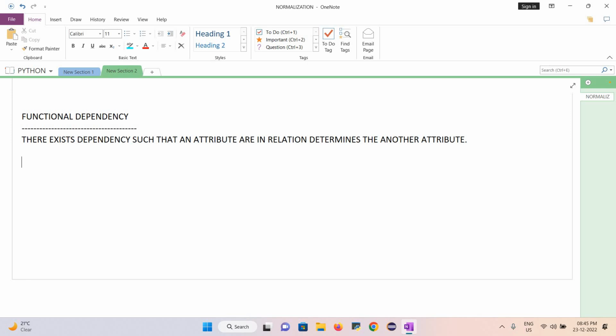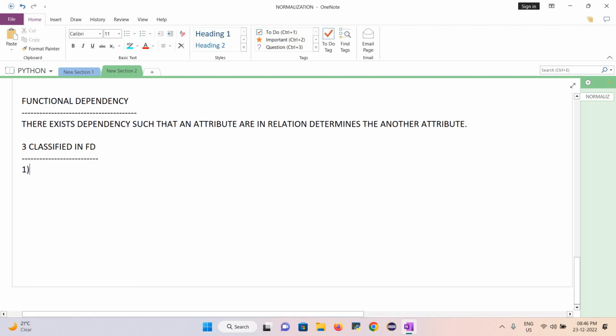Functional dependency has been classified into three types, three classifications. Dependency is very important. When you are doing normalization, this plays a very vital role. So please be careful and listen concentratedly to these concepts.